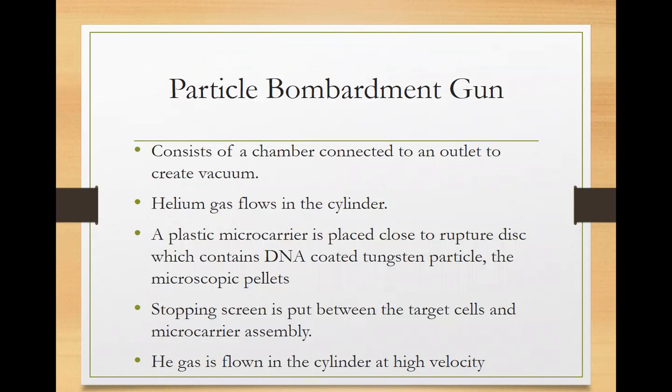Whatever details we have discussed about the particle bombardment gun, as I told you, it consists of a chamber which is connected to an outlet to create vacuum, and the helium gas flows in the cylinder. There is a microcarrier which is placed close to the rupture disc, and this microcarrier contains DNA coated tungsten particles, which are called microscopic pellets or microprojectiles, and there is a stopping screen which is placed between the target cells and the microcarrier assembly. This helium gas is flown in the cylinder at a high velocity.